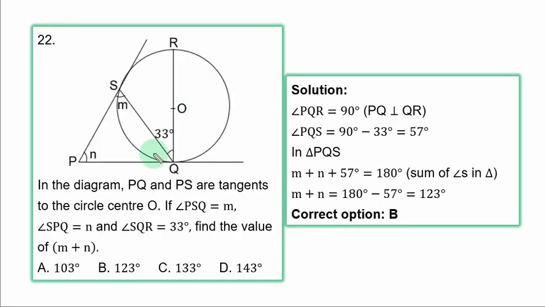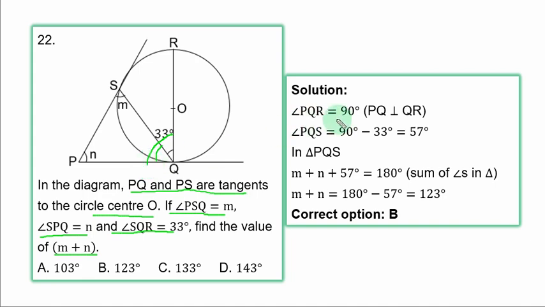Question 22. In the diagram, PQ and PS are tangents to the circle center O. If angle PSQ is equal to M, angle SPQ equal to N, and angle SQR is 33 degrees, find the value of M plus N. Once we can get this angle and you add the three angles together, their sum is 180, you can get M plus N.